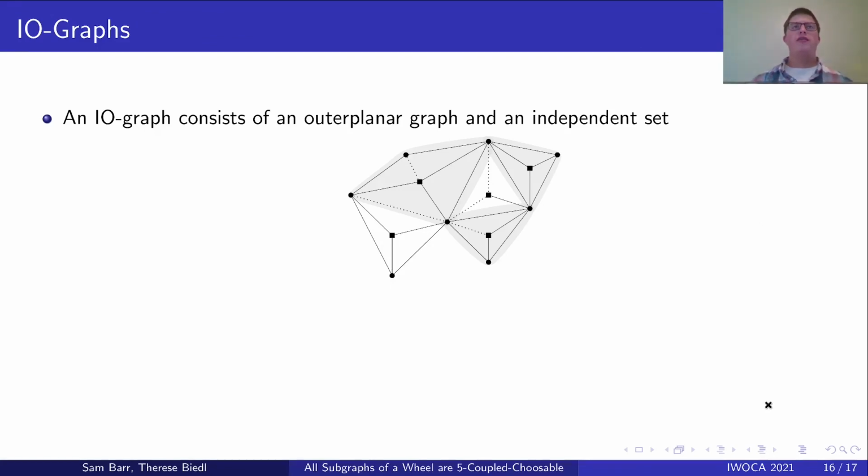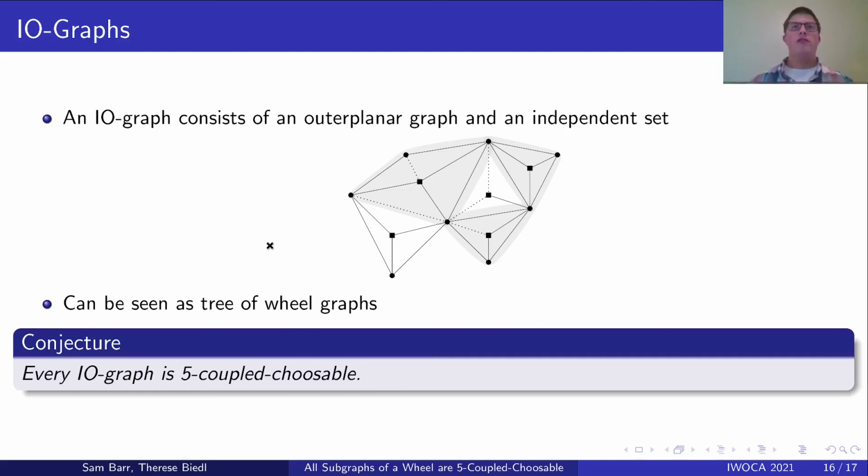An IO graph consists of an outerplanar graph, here shown with round vertices, and an independent set, here shown with square vertices. An IO graph can be seen as being constructed as a tree of wheels. Here we see the wheels alternately highlighted.